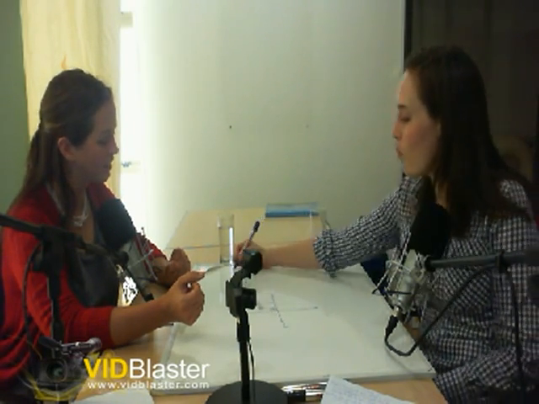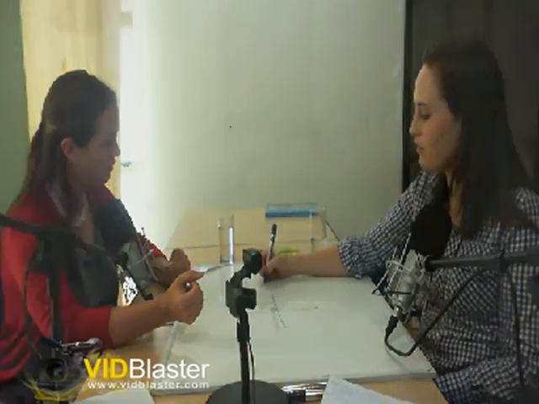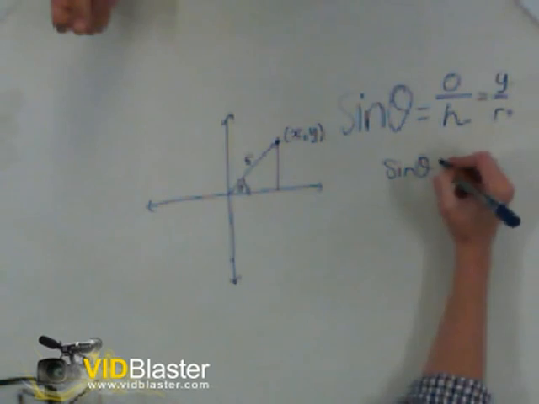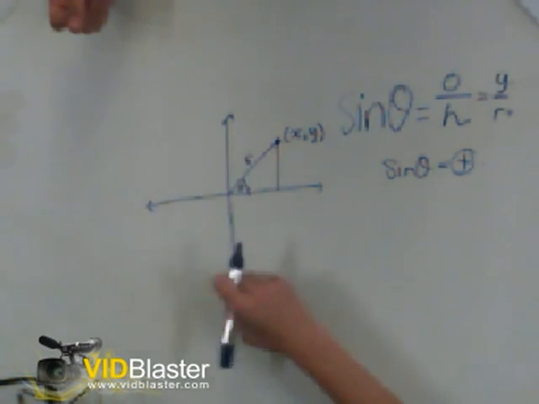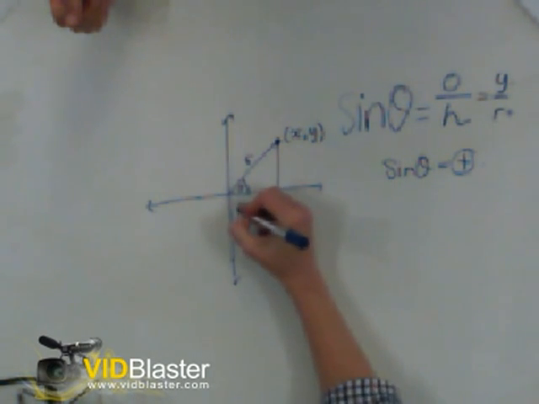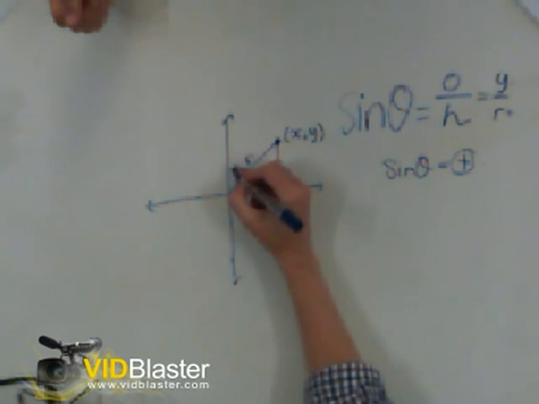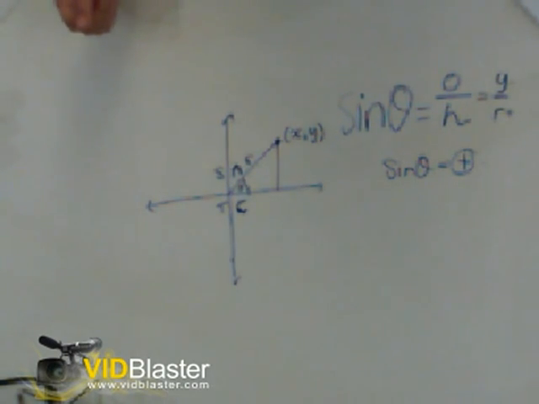Y over R. Y is positive in the first quadrant. R is always positive, therefore sine of theta in the first quadrant is positive. And carry on, go around, do it with sine, cos, and tan, and then we'll see that all are positive in the first quadrant, sine only in the second quadrant, tan only in the third quadrant, and cos only in the fourth quadrant.